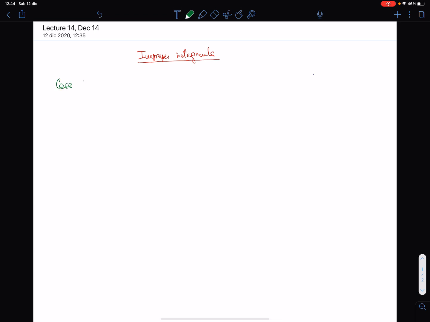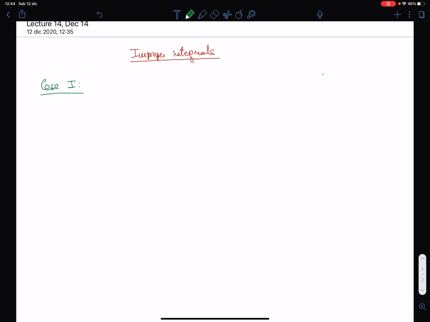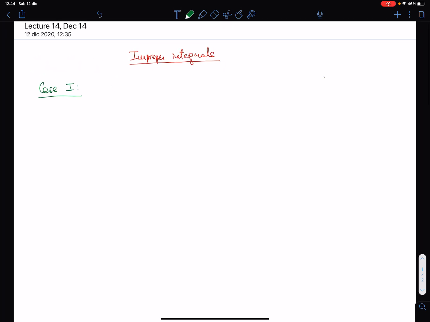So let us start with improper integrals, and we will deal with case 1. Case 1 is the case of bounded functions on unbounded intervals.